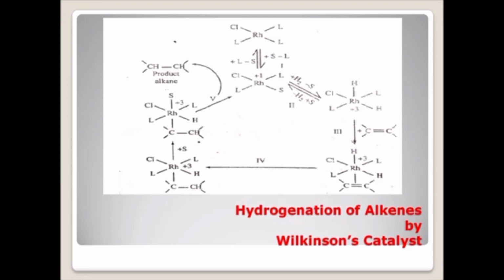Then let us come to step 4. Step 4 is an insertion reaction. It involves the insertion of olefin into the metal-hydrogen bond to give a metal alkyl derivative. Then let us come to step 5. It is the reductive elimination step. Reductive elimination is the inverse of oxidative addition.